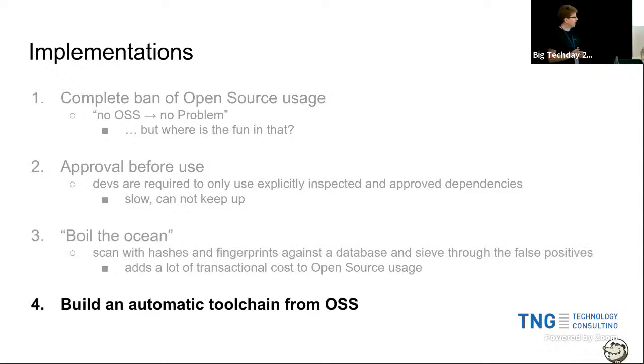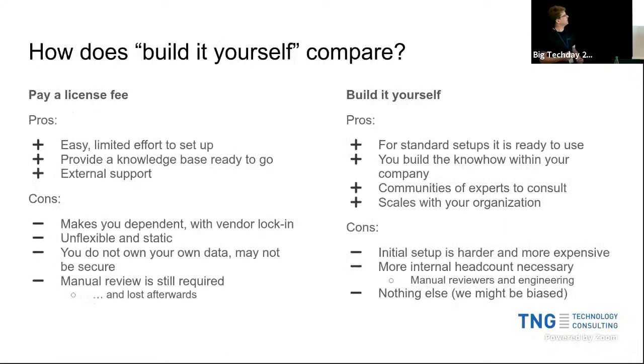And the last way of solving that we want to talk about here is to just build an automatic pipeline that's deeply integrated and that helps to tackle the problem itself and build it from open source. Yeah, so this is a comparison chart that shows you the pros and cons of building your own solution versus buying it from someone else.